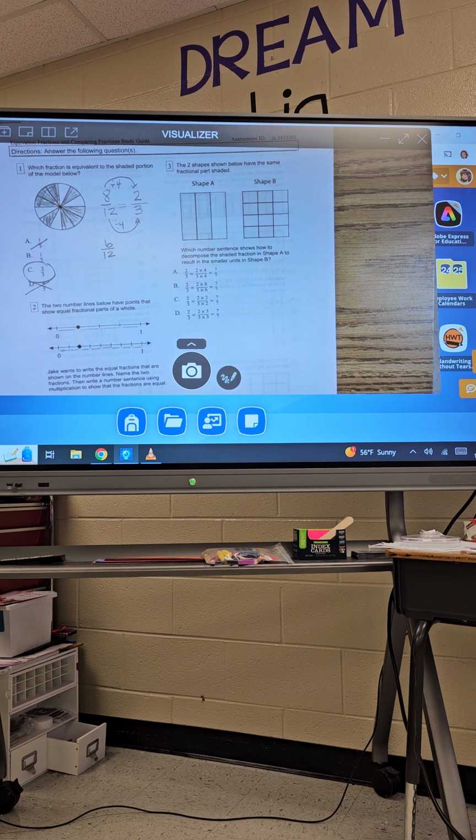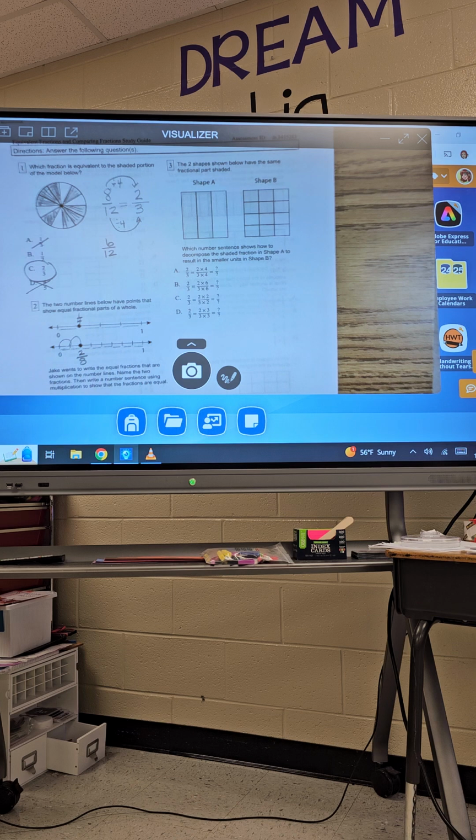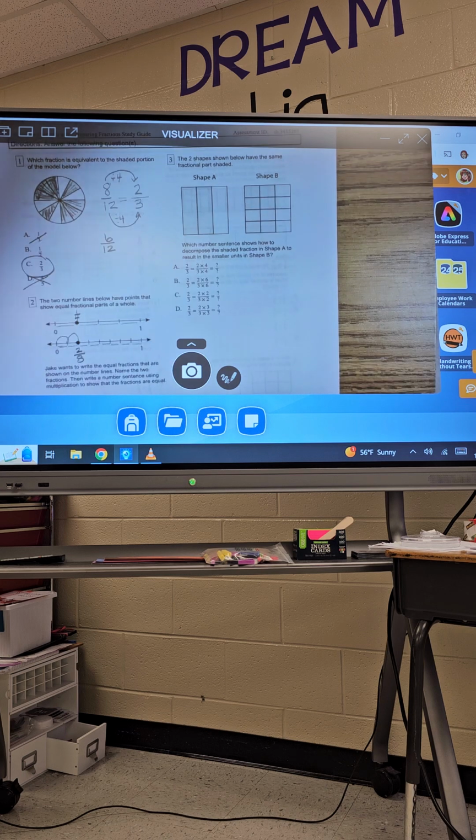So each of these is an 1/8. So this fraction is 1/4 on my number line. This fraction is 2/8. So 1/4 and 2/8 are at the same place on number lines that are the same size. Jake wants to write equal fractions that are shown on the number lines. Name the 2 fractions. Then write a number sentence using multiplication to show how the fractions are equal. Okay, that's going to be a little bit different.